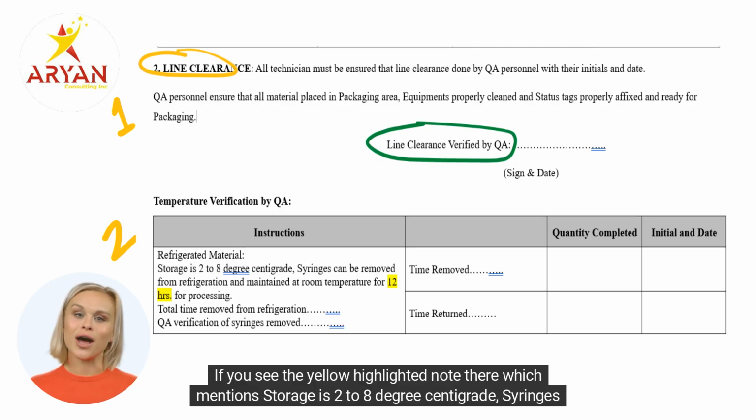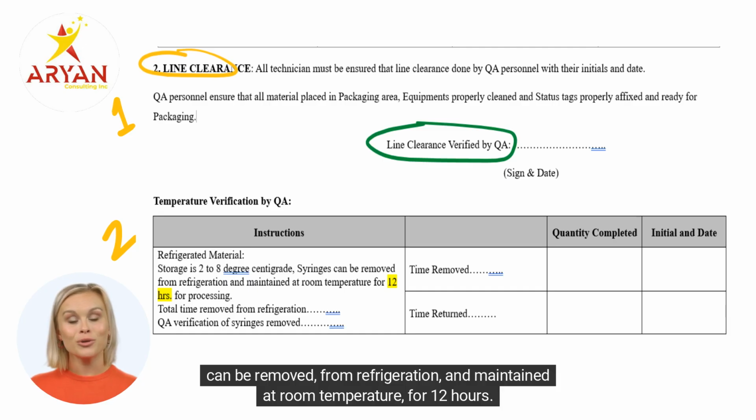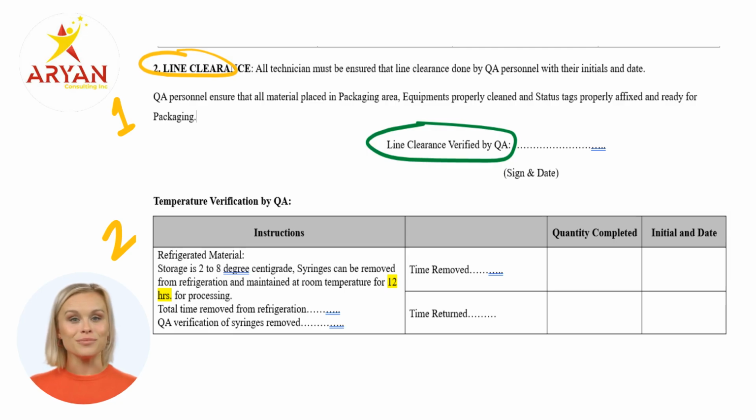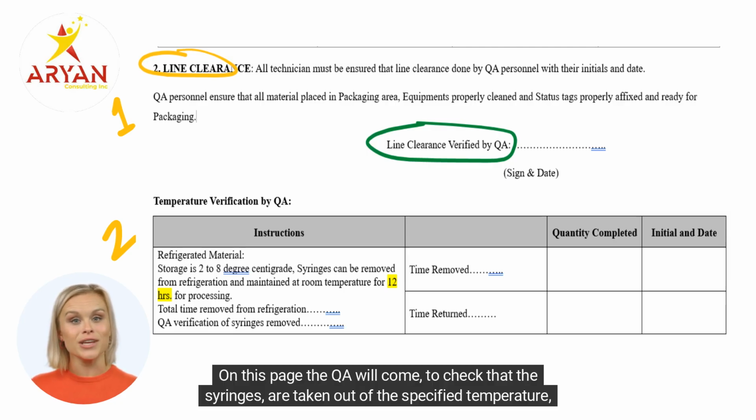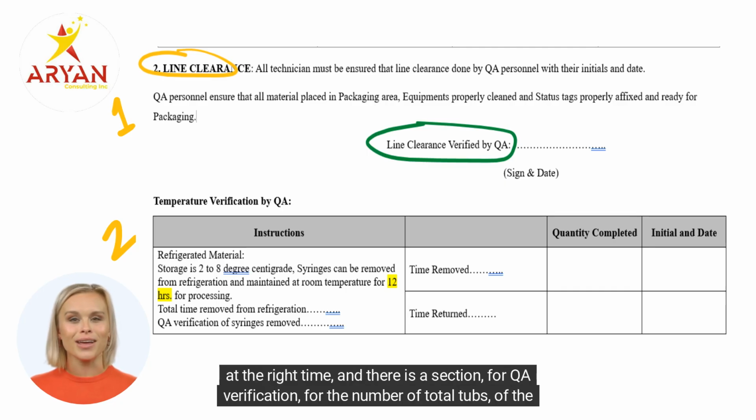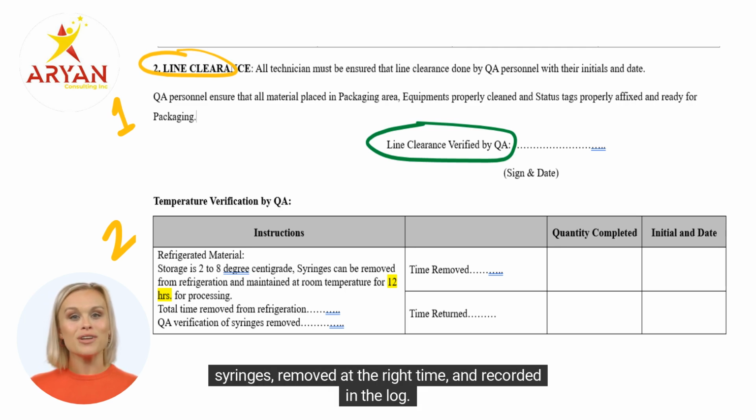If you see the yellow highlighted note there which mentions storage is 2 to 8 degrees centigrade, syringes can be removed from refrigeration and maintained at room temperature for 12 hours for processing. On this page, the QA will come to check that the syringes are taken out of the specified temperature at the right time, and there is a section for QA verification for the number of total tubs of the syringes removed at the right time and recorded in the log.